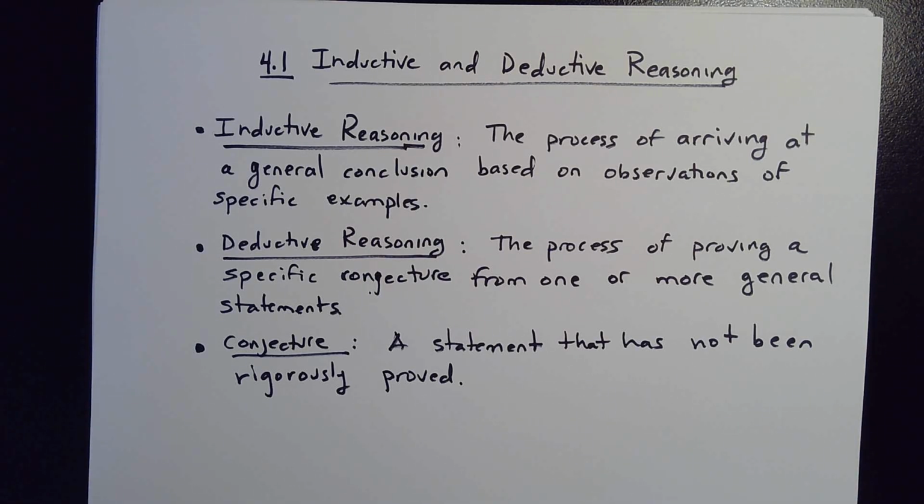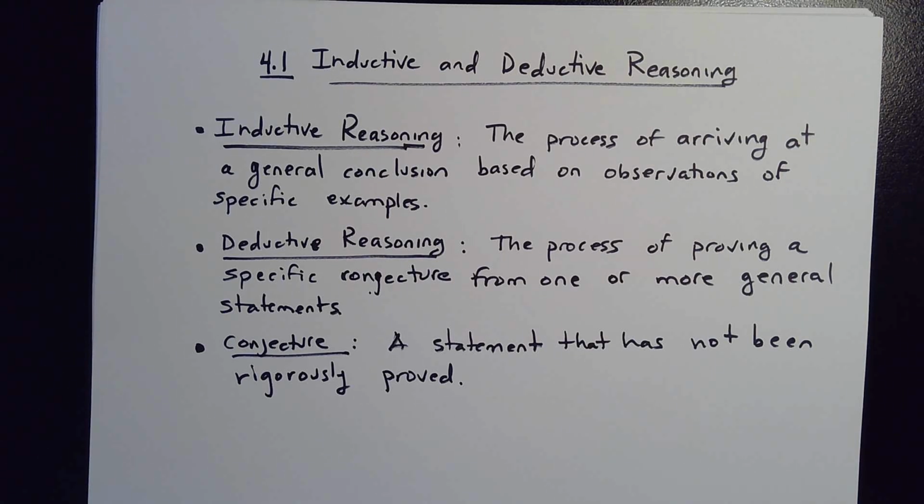So inductive reasoning is the process of arriving at a general conclusion based on observations of specific examples. We will look at some examples. And deductive reasoning is a process of proving a specific conjecture from one or more general statements.